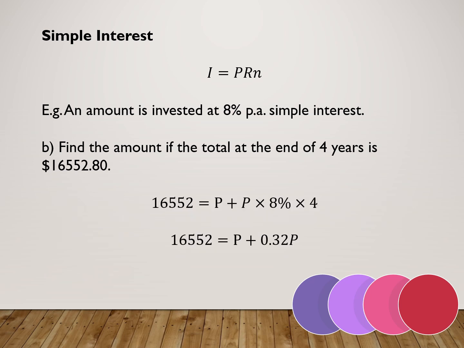So that 16,552 is equal to P plus P lots of 8%, lots of 4. Work out the multiples first. 8% of 4 is 0.32, and that's 0.32P. Collect like terms on the right-hand side, so you get 1.32P. Divide by 1.32, so the principal is 12,540.